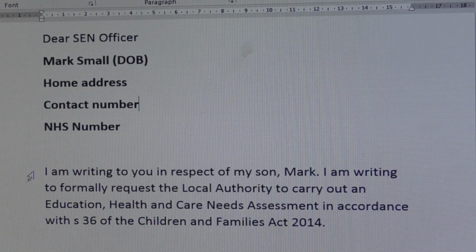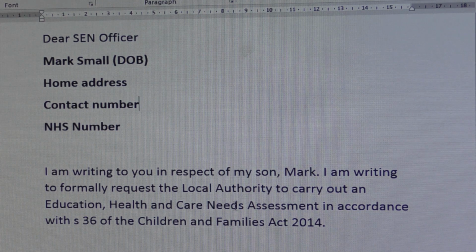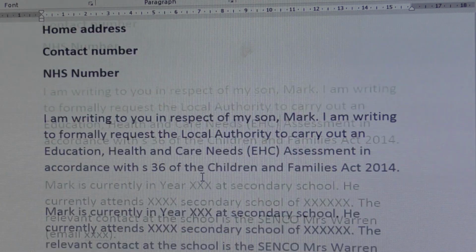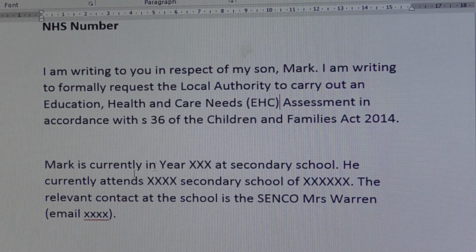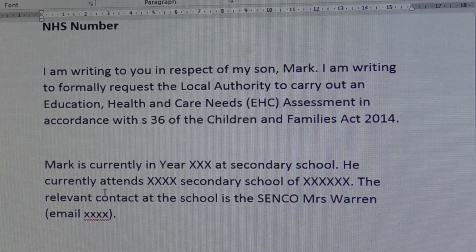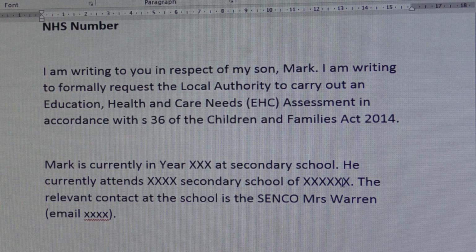So what we're going to do, look, first paragraph, we're identifying why we're writing to the local authority, and it's about carrying out an EHC needs assessment. We'll tidy that up a bit and abbreviate it, EHC. We're then identifying the educational setting that Mark's currently attending and his year group. So in this case, we're in a secondary school. You would put the name of the secondary school and give the address. And you provide the relevant contact detail at the school.